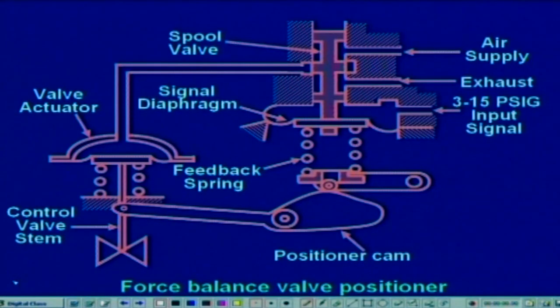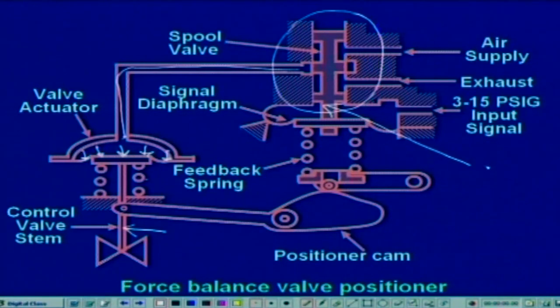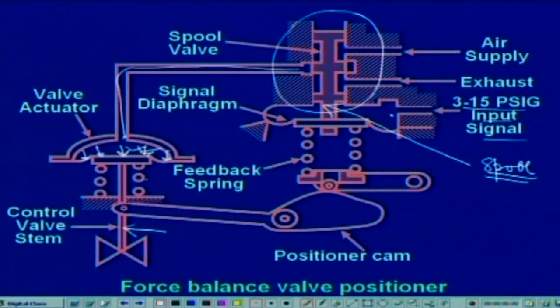A valve positioner is actually itself a control system. What it does is the following. You see that in this case, this is the valve, this is the valve stem. Again, there is a spring, and this is the diaphragm on which the pressure is being applied. The air is coming from here, and it is through this valve that the position of this spool controls the pressure here. How is it being controlled? We are applying a 3 to 15 PSIG input signal, which is a low power input signal, that is being applied here in this chamber.